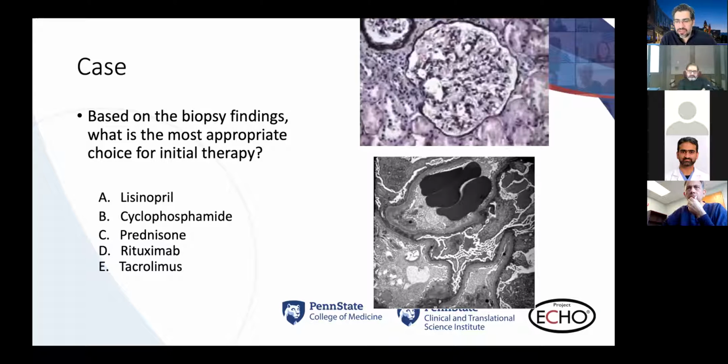So maybe just as a starter, if we have some trainees in the room, residents, fellows, what would you treat? The hint is that this patient has minimal change disease on the biopsy. So what is your choice? A, B, C, D, or E? You can write or type in the chat how you would like to treat this patient. So the chat started. All right, we have 2 C's and others.